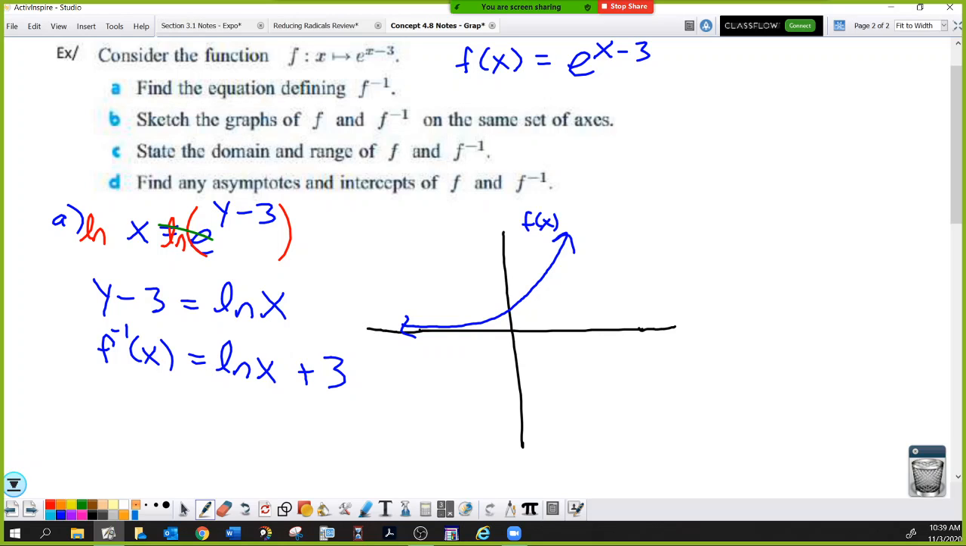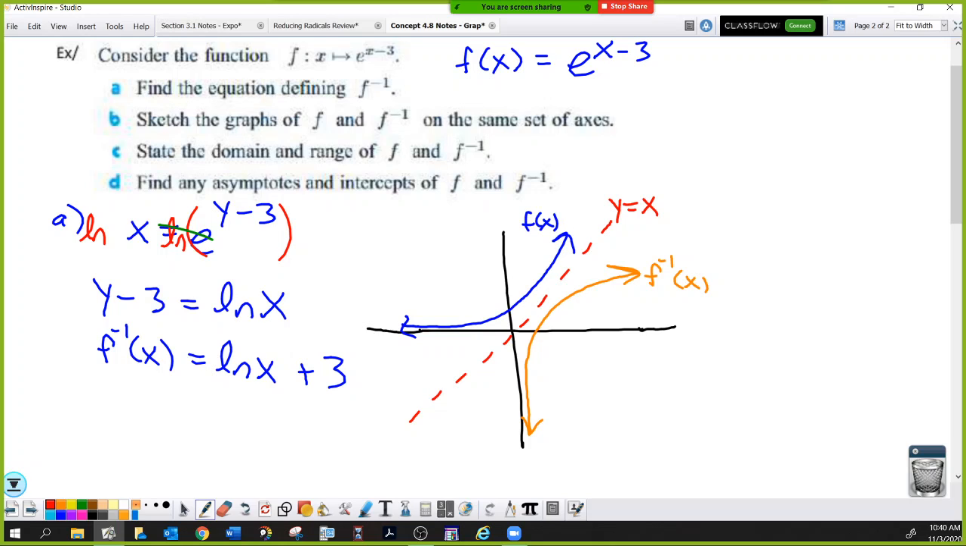Our f inverse looks like, let's do orange and blue, like this. What's going on here is, oh, I forgot to write f inverse. Notice how non-specific I was with the stuff? There you go. This is the line y equals x. There, I've graphed them on the same set of axes. Okay. It says state domain and range of each.